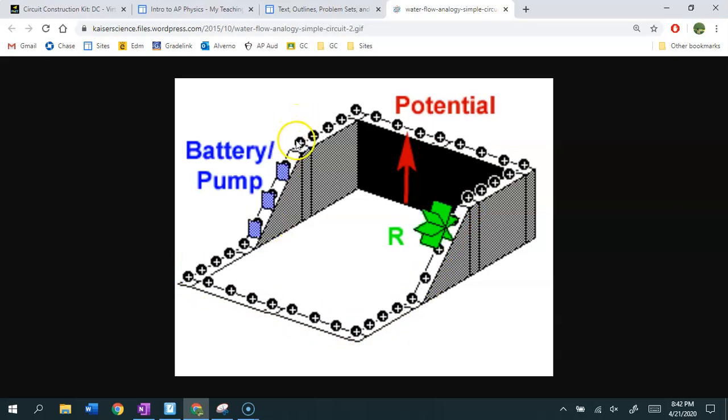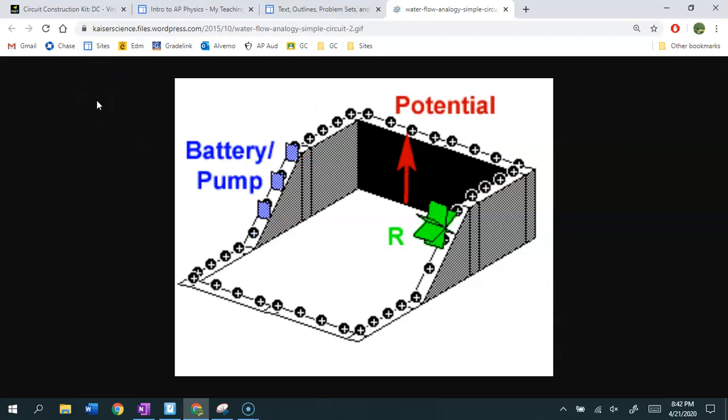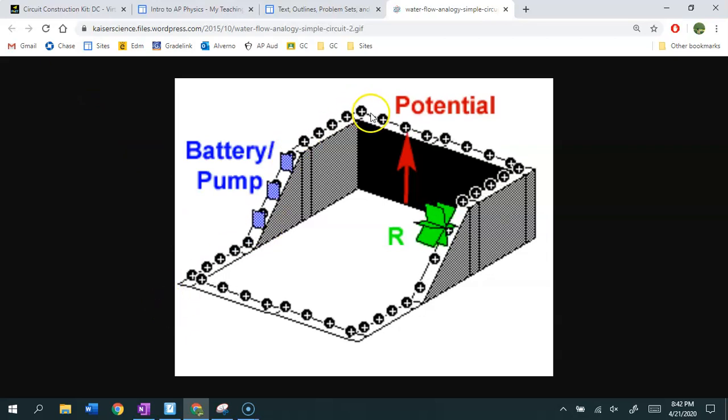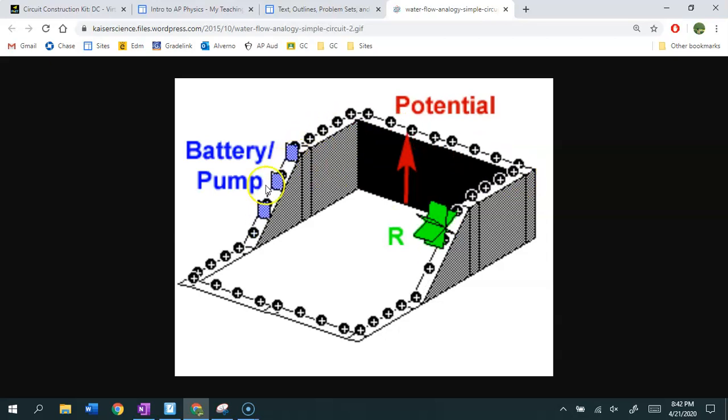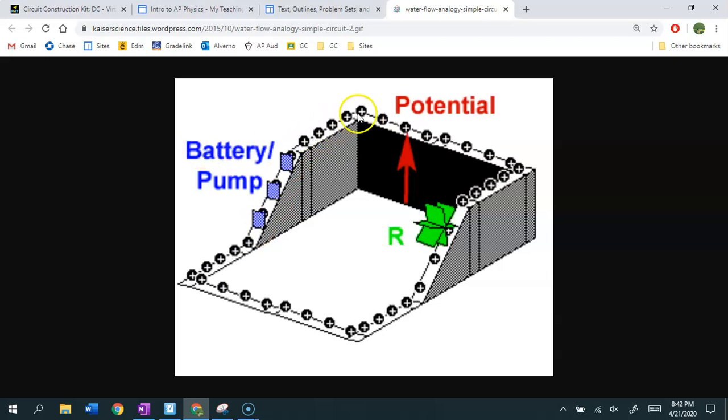Remember when we learned potential energy, we said if something was at a certain height and then it fell, now it has zero potential energy. That's what we're trying to explain here, except this is called electric potential energy. So those charges are being raised by the battery. The battery gives those charges a potential.